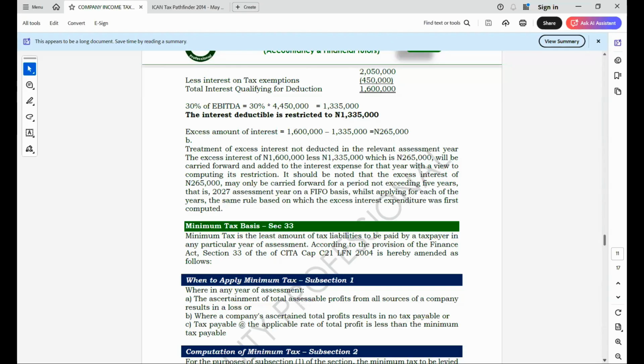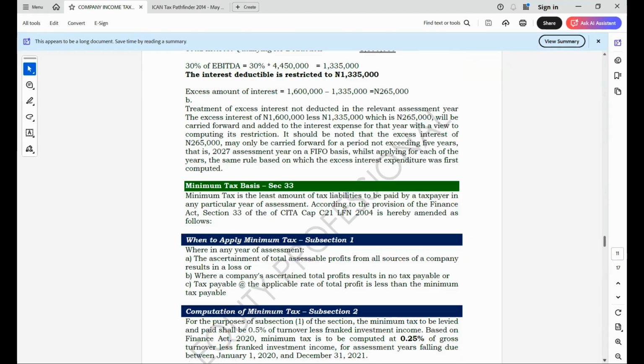You select whichever is higher between the normal rate and the minimum tax rate. So anytime you are asked for computation of tax liability, after using the normal rate, you must also apply minimum tax and compare. Whichever is higher will be selected. The only time you may not compute it is where the examiner states that you should ignore minimum tax. In that case, you are not expected to compute. But where the examiner did not state that, you must also compute minimum tax. Then how do we compute this minimum tax? This minimum tax is computed at the rate of 0.5% of gross turnover.